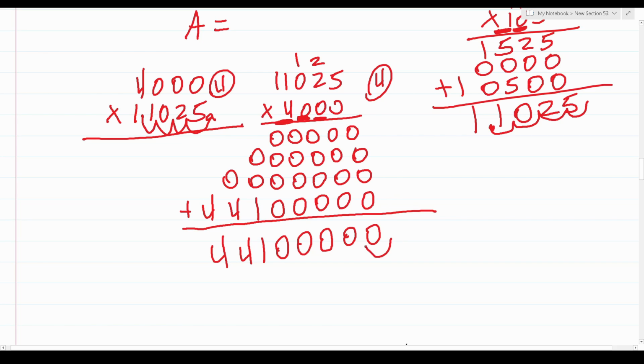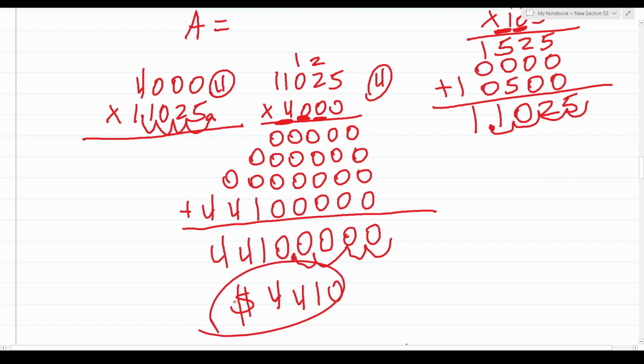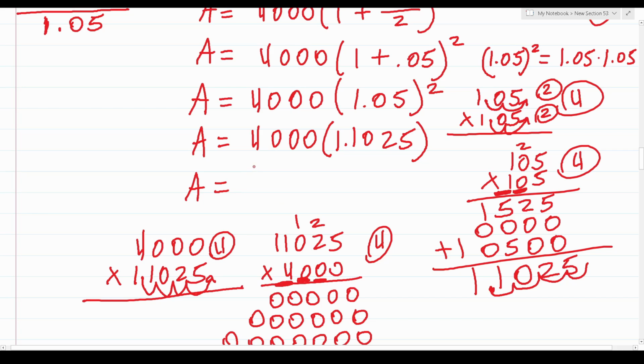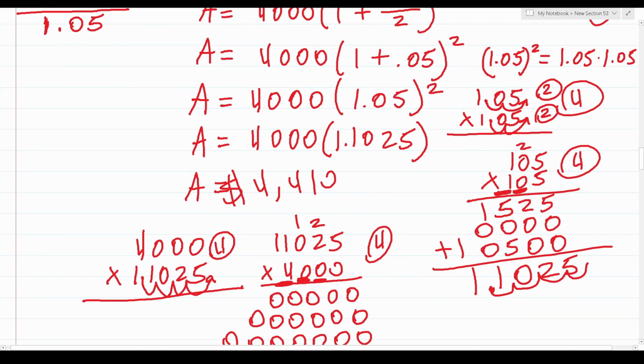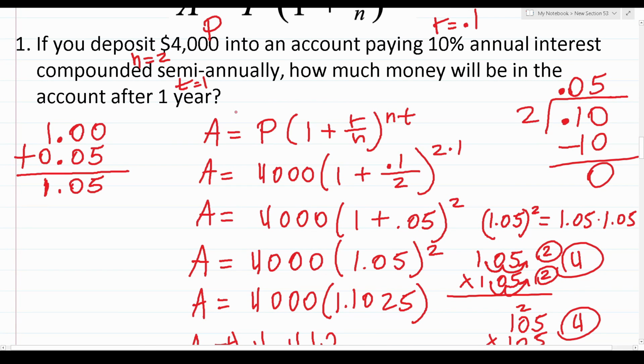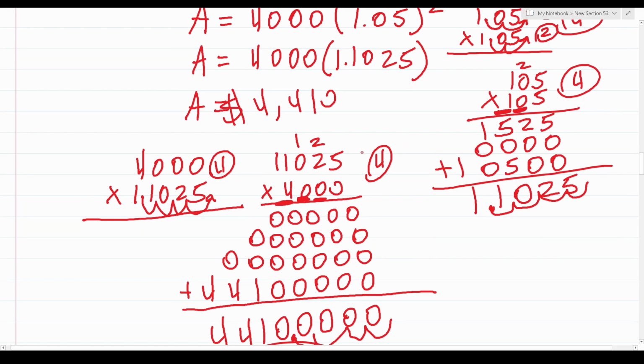Bring in our 4 decimals, 1, 2, 3, 4. So we can see our answer in this case is going to be 4,410. Which means that if we invest $4,000, we get a 10% interest rate, and we invest our money for 1 year, and it's compounded semi-annually, we'll have $4,410 in our account after that year. Okay, so that's that one.